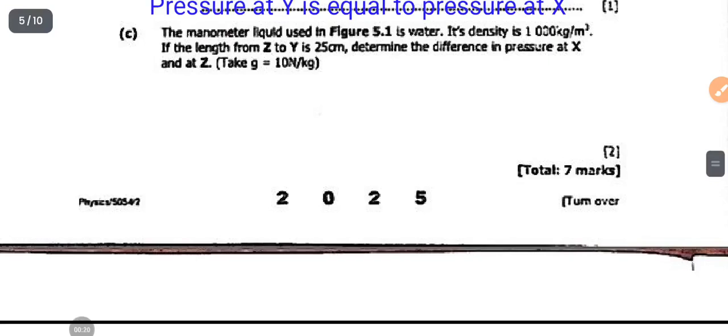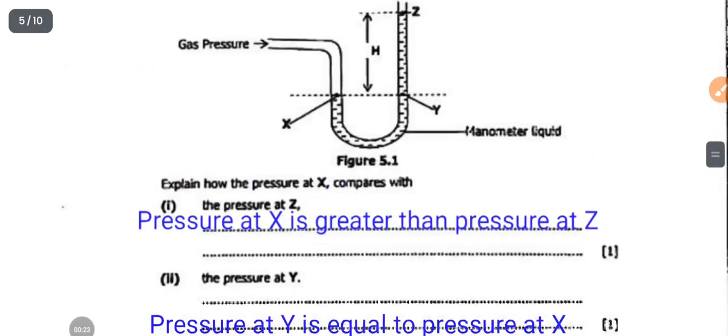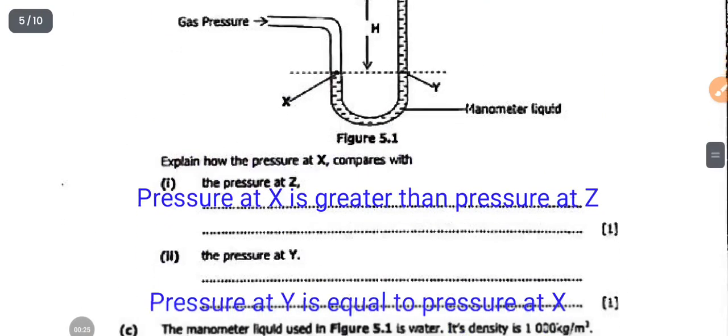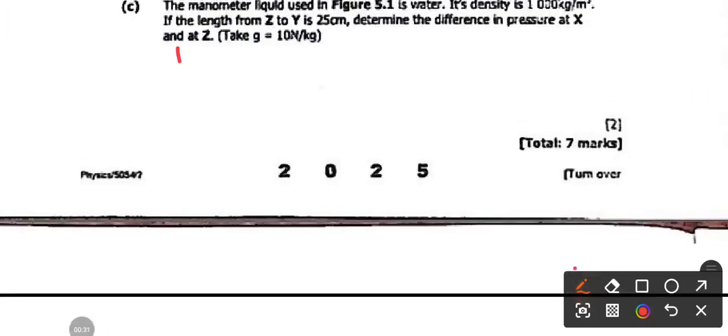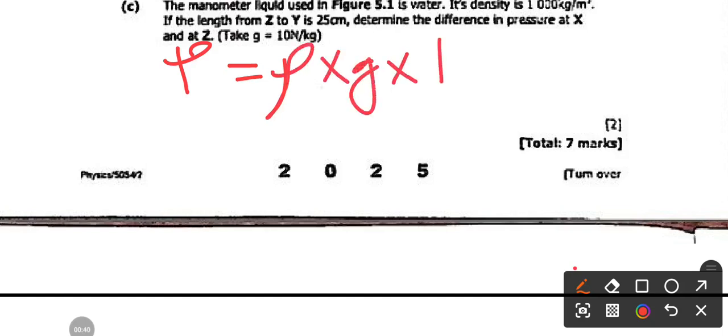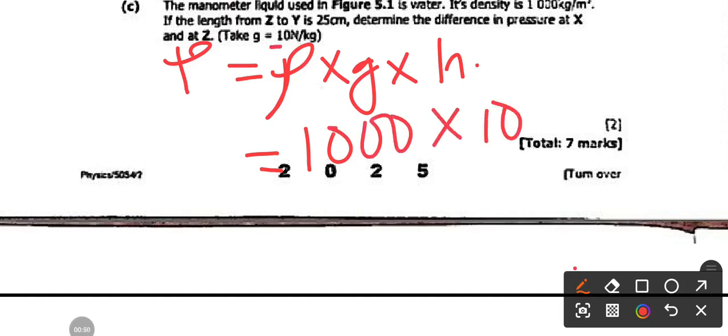Okay. So we are told that the length from Z to Y is 25 centimeters. Remember, pressure in fluids is given by the formula density times gravity times height. The density of water, which is the manometric liquid used, is 1000. The gravity we've been given to use is 10, and the height is 25 centimeters.